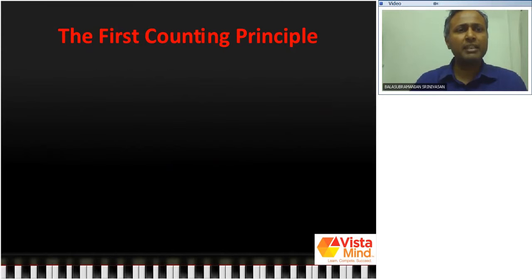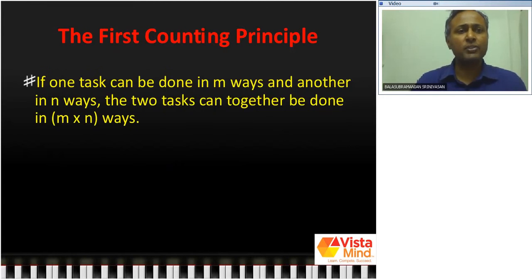This brings us to the first counting principle, one of the most important concepts to learn in the area of permutations and combinations. This principle reads as follows. If one task can be done in m ways and another in n ways, the two tasks can together be done in m into n ways.